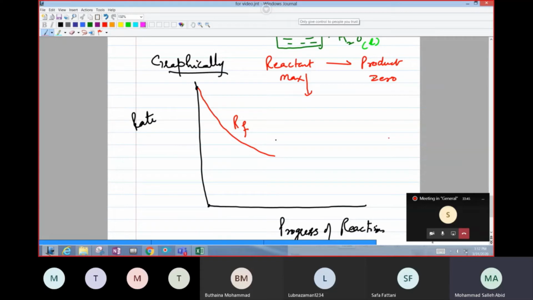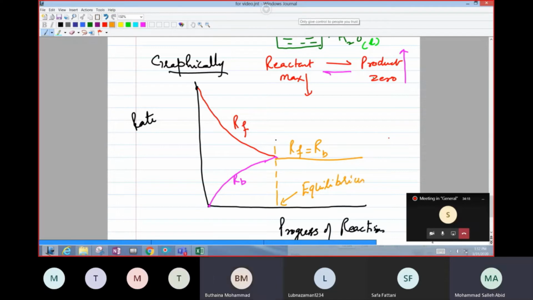And now as the reaction proceeds, the products will keep on increasing. Initially the product is 0. As the reaction proceeds, the rate of the backward reaction will keep on increasing like this. They will meet at a point. This is the rate of backward. After this, they go together. At this point, the rate of forward is equal to the rate of backward. So this is the time where the equilibrium is achieved.